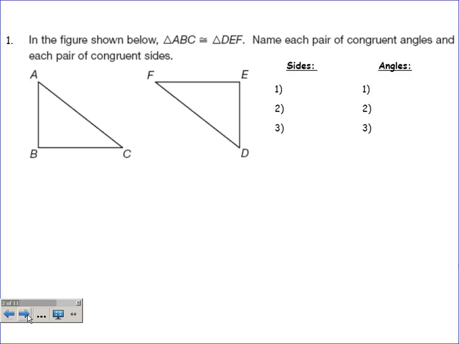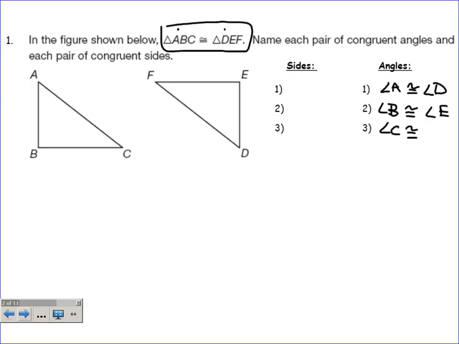The figure below shows the triangle ABC is congruent to triangle DEF. Name each pair of congruent angles and each pair of congruent sides. Check this out. We don't even need the triangles to do it. We can look at this. Okay, let's talk with the angles. What's the first angle listed in each one of these? Angle A, so we'll say angle A is congruent to angle D. Awesome. Angle B is congruent to what? E. Angle C is congruent to angle what? F. Now, how did I do that?